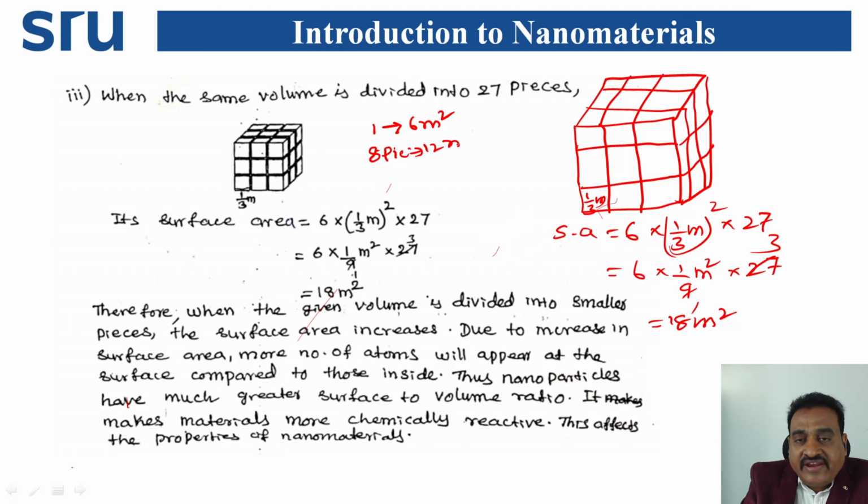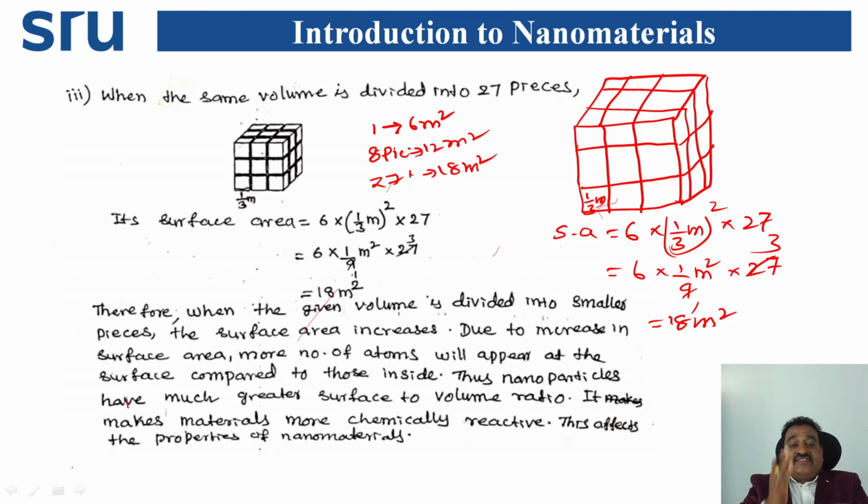8 pieces. This is 12 meter square. It is divided into 27 pieces. It is 18 meter square. The bulk material is divided into small pieces. Small pieces. The surface area is increasing. So nanomaterials are having more surface area.